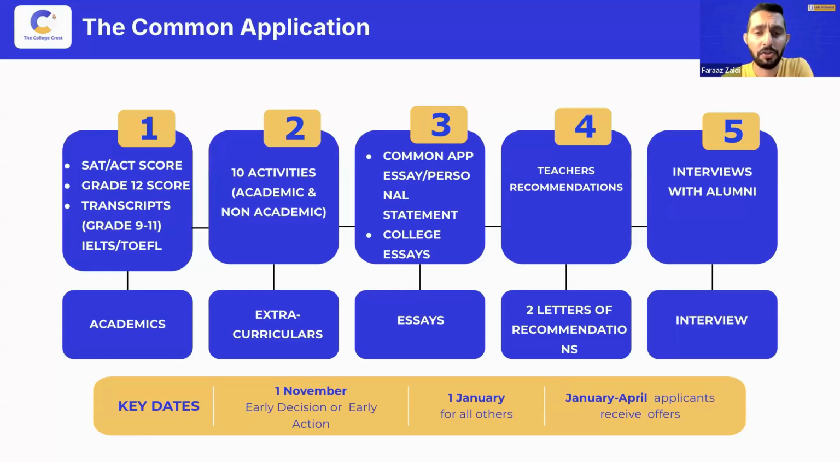UT Austin would allow you to submit your resume, and they would just typically use that resume to understand your overall activity list. Now, from the extracurriculars, we move on to the third column of essays. So now you move on from the 10 activities into something much more deeper, right? Your personal statement, that first document within essays.